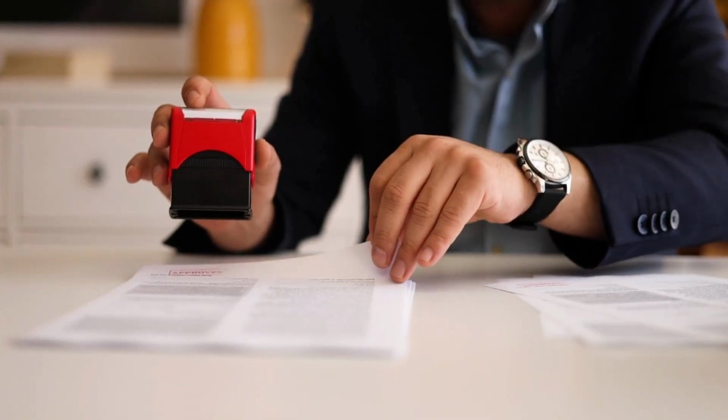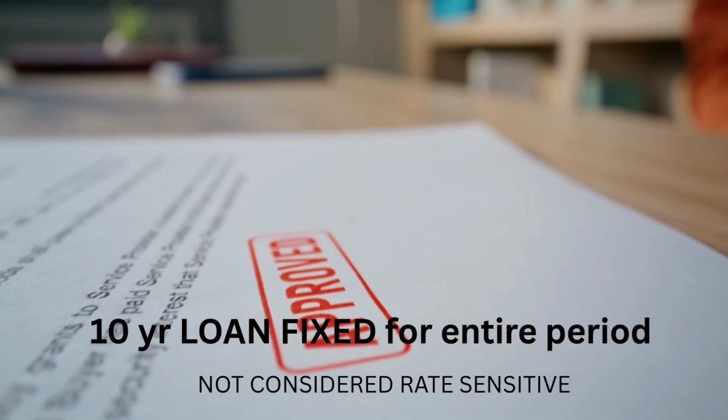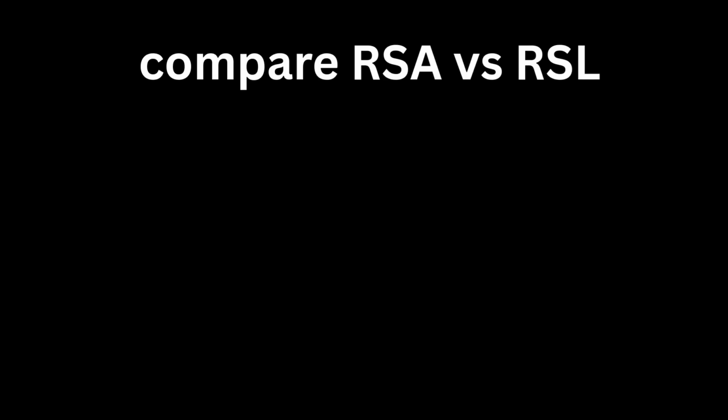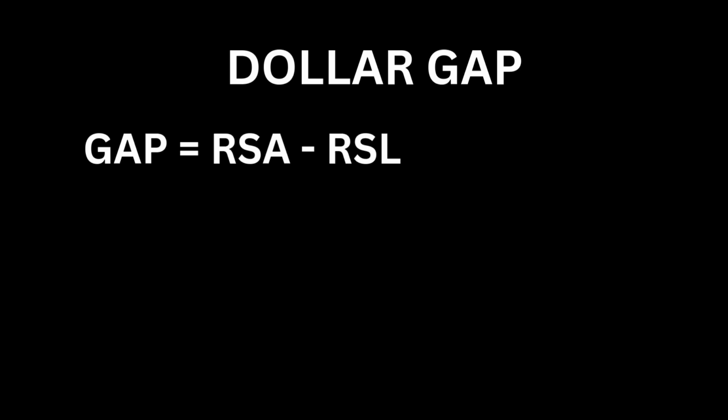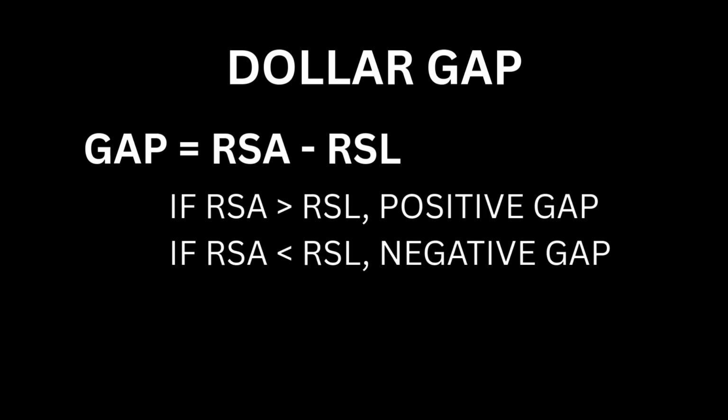On the other hand, another 10-year loan where the interest rate was fixed for the entire lifetime of the loan will not be part of the analysis. The next thing to note is that we compare rate-sensitive assets versus rate-sensitive liabilities. For discussion purposes, we'll talk about the dollar gap. And the dollar gap is defined as RSA, rate-sensitive assets, minus RSL, rate-sensitive liabilities. If RSA is greater than RSL, then this is a positive gap. If RSA is less than RSL, this is a negative gap.